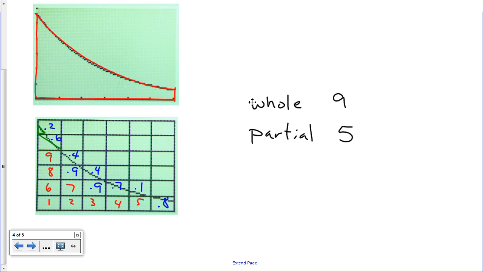So let's tally those up. Number of partial squares plus the number of whole squares. When we add those up, we get a total of 14.